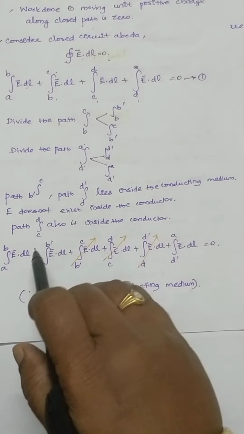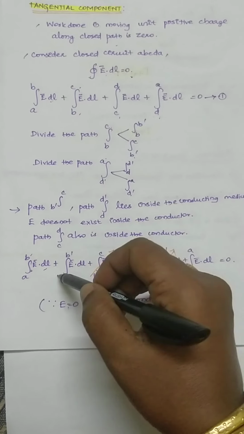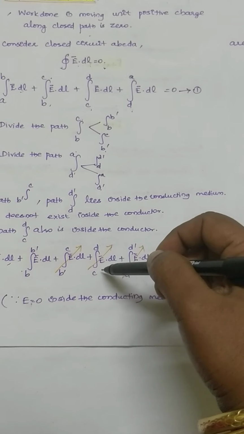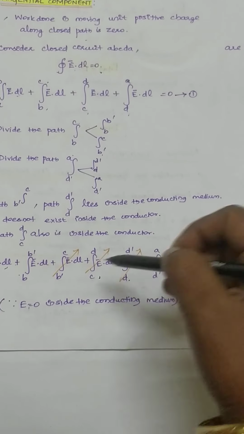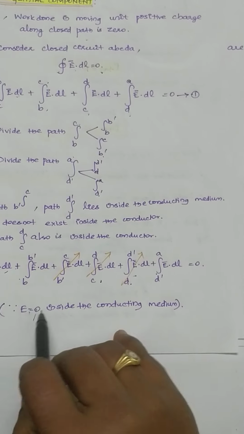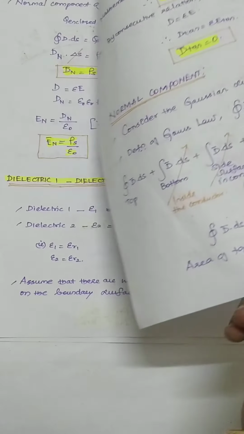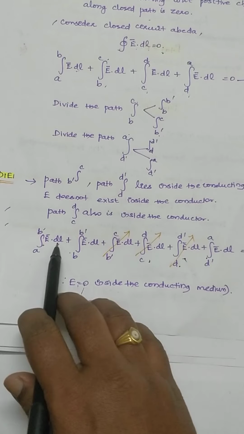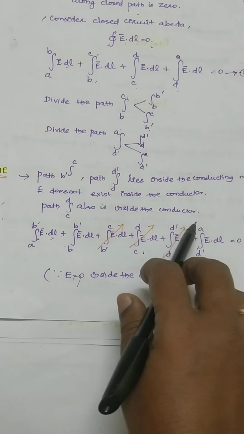So when I choose the equation, integral A to B E dot dl remains the same. B to C I have split as B to B dash to C. Again, C to D is lying inside the conductor, and D to D dash to A. So these three are lying inside the conductor. So E is equal to 0 inside the conducting medium, which is very clear in the equation. So when these are cancelled out, what equations are we left with? Integral A to B E dot dl, integral B to B dash E dot dl, D dash to A.